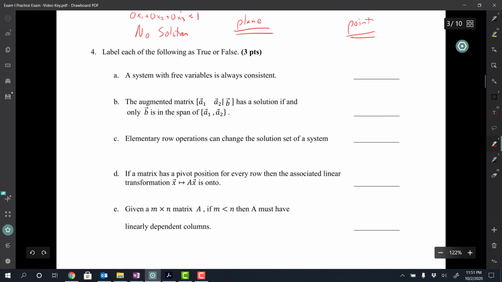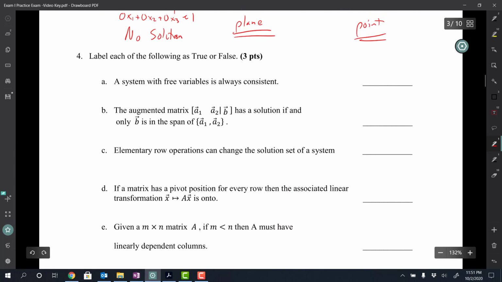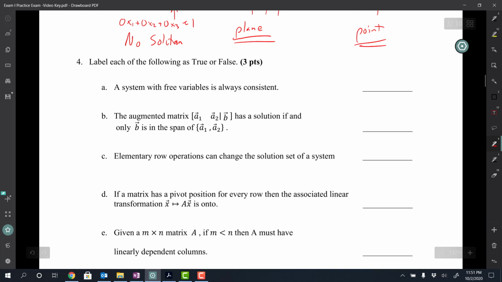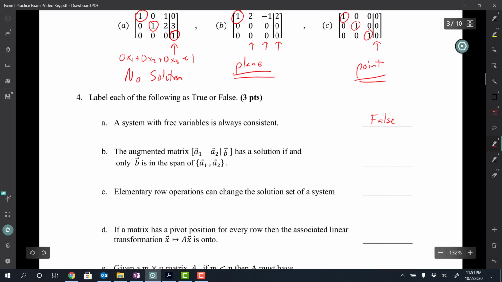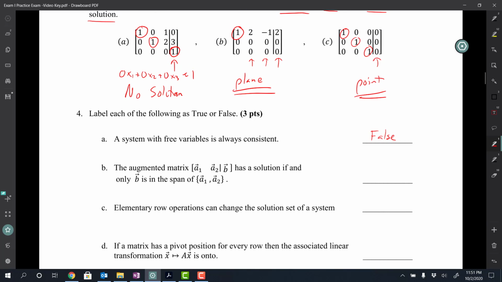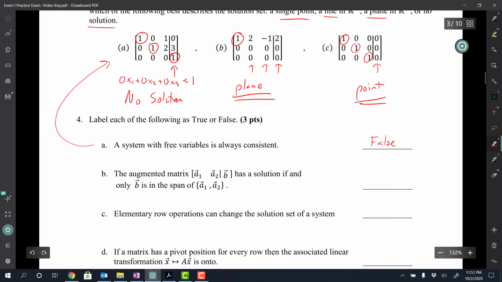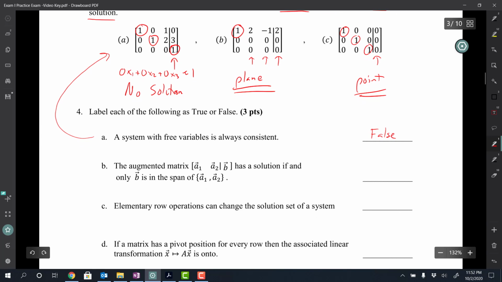Question 4 gets into the true and false. Part A says a system with free variables is always consistent. And this is a false statement. For a counterexample, we can actually look right up here to part A. Part A, in our previous question, had one free variable, x3 was free, however there were no solutions.